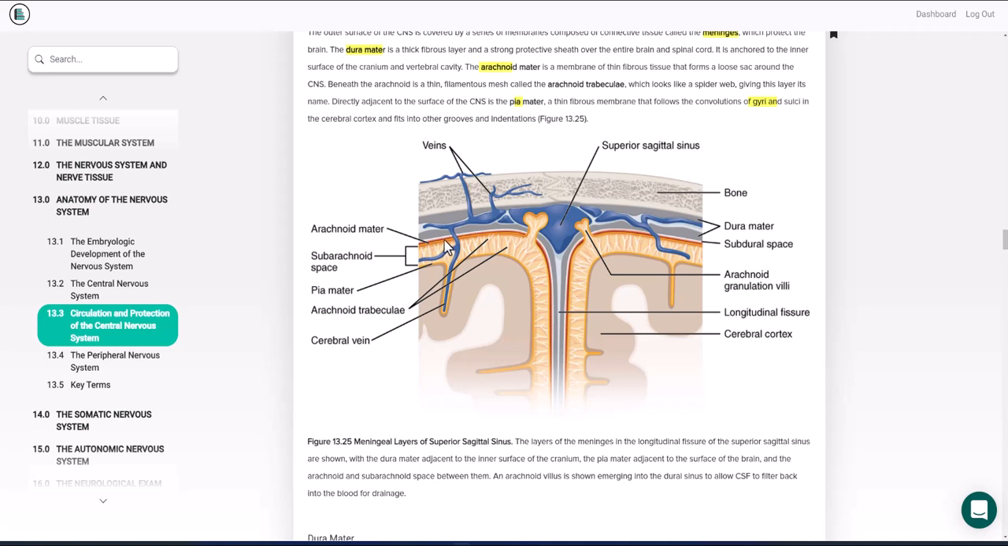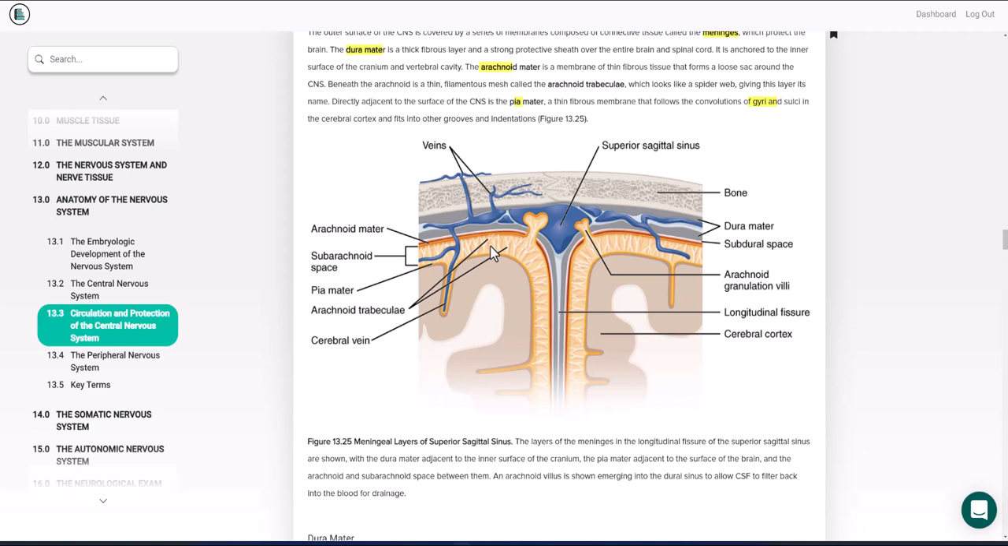Then you see this spider webby layer. So the spider webby layer is in a fluid filled space referred to as the subarachnoid space. This space is filled with cerebrospinal fluid. So in addition to these spider web looking fibers through here, this is a fluid filled region. This region is helping to protect the brain.